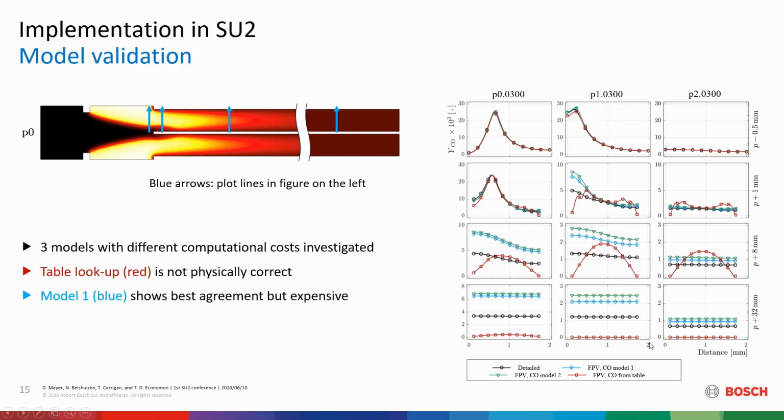The blue model shows the best agreement. However, it's also the most expensive one. And the green model shows the best accuracy and cost trade-off. And this is the model that I just presented. And this is the model that we used entirely in this work.